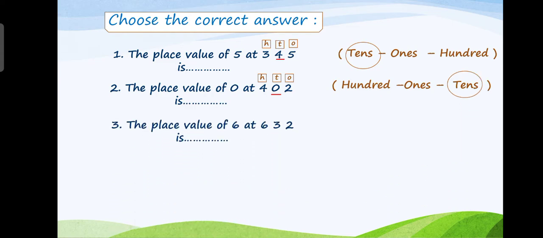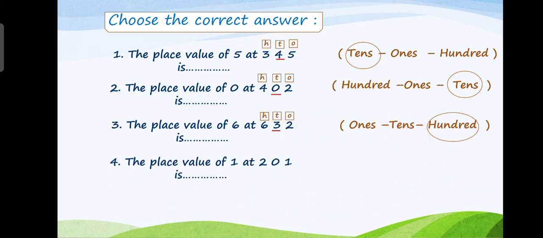Number 3, the place value of 6 in 632. Ones, tens or hundreds. Let's put the places: ones, tens, hundreds. The place will be hundreds. Sorry, he put the dash under 3. It has to be under 6. The place value of 6 in this number is 600, because it's in the hundreds place.